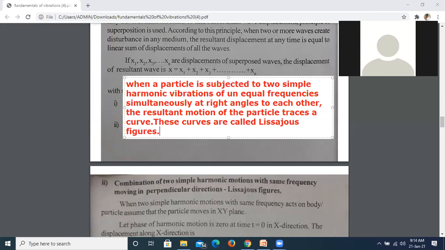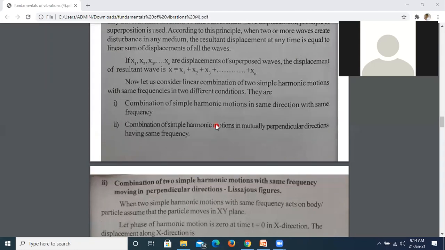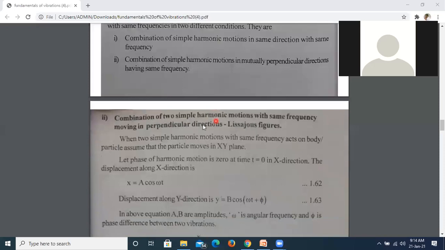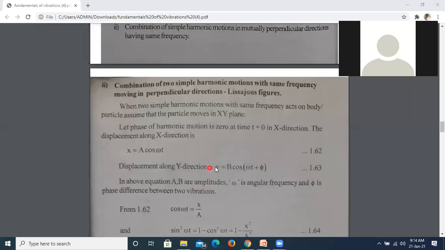Two simple harmonic motions are acting on the particle at right angles, with frequencies in the ratio 1:1. There are two cases, equal frequencies and unequal frequencies, but here we restrict our discussion to equal frequencies. Right, so let us see what that is. We know the displacement equation.